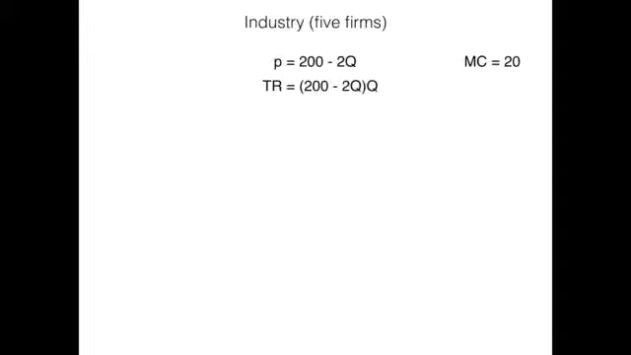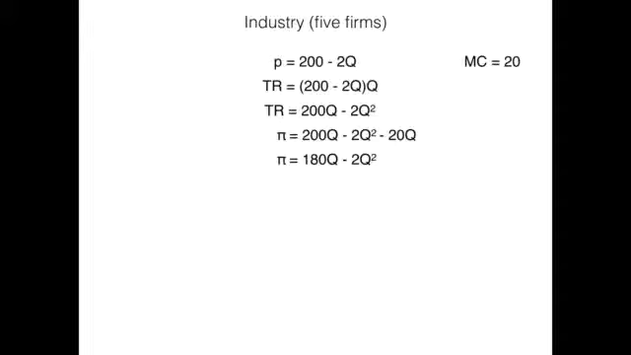So we have 200 minus 2Q in brackets multiplied by Q. We multiply that through and we get total revenue is equal to 200Q minus 2Q squared. To get profit, we subtract off 20Q because marginal cost is equal to 20. Each unit is costing $20 to produce. So total cost is going to be equal to 20 times Q. I simplify that to get the profit function is equal to 180Q minus 2Q squared.